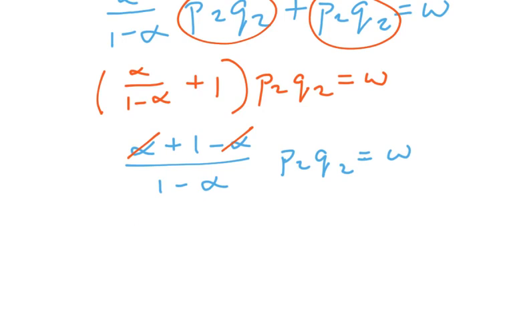So solving for Q2, what would I do here? I would divide by P2 and multiply by 1 minus alpha. So I've got Q2 equals 1 minus alpha, W over P2.